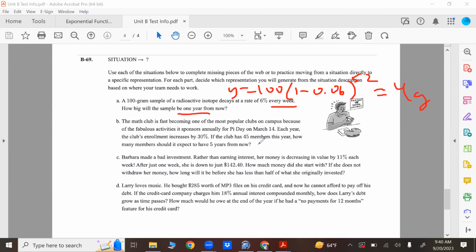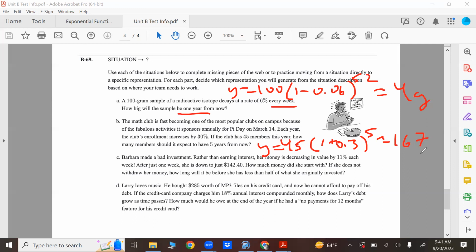Okay, how would I set up part B, guys? Y equals what? Good, 1.3 to the fifth. Perfect. Thank you so much. Very easy, right? Yep, I get 167. Okay, cool. Let's look at part C.